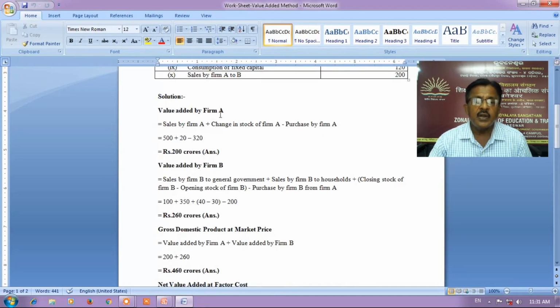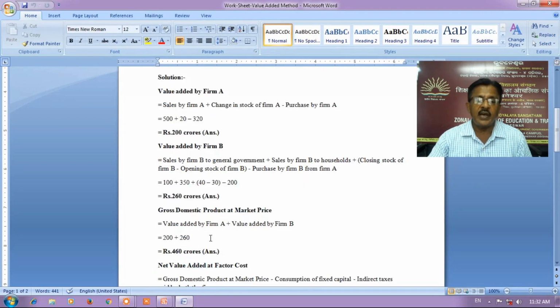So 40 minus 30, minus the purchase by farm B, that is intermediate consumption of farm B. When farm A is selling to B, that is the purchase of farm B. So here it is 200, purchase by farm B from farm A. So 350 plus 100, that is 450, plus 10, 460, minus 200, that is 260. Then gross domestic product at market price is value added by farm A plus value added by farm B. So if you add the value added of these 2 farms, that is the gross domestic product at market price. So that is 200 plus 260, that is 460 crores is the answer.